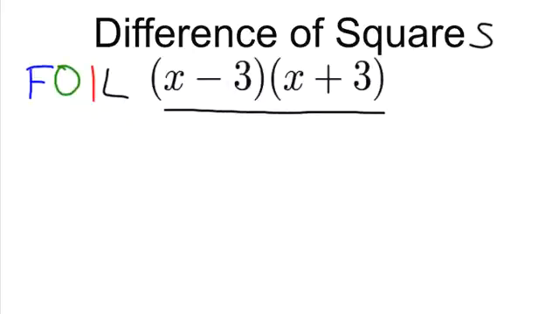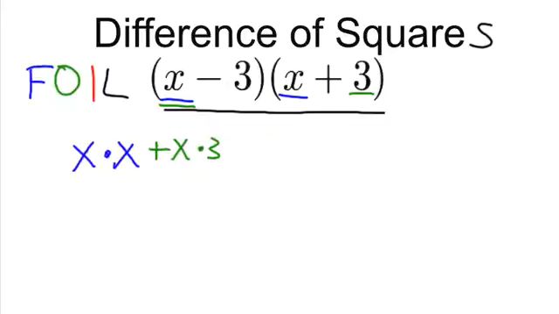Okay, so when we start with FOIL, we're going to multiply the first times the first. So I'm going to do that right now. That would be x times x. Okay, and then we're going to multiply the outsides times the outside. So this is the outside, and that's the outside. So I'm going to be multiplying, let's see, plus x times 3.